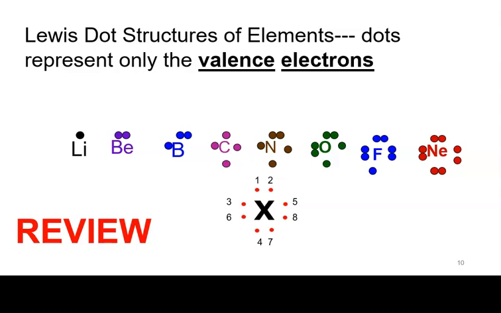Notice here are noble gases. This is neon. They all have their full valence electron shells. So these are only the valence electrons. Okay? That is review, but this will help you understand their shapes.